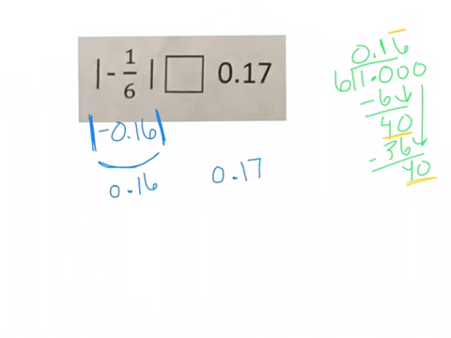And if you can't already tell which one is larger, then go ahead and line them up. 0.16, line up your decimals, 0.17, and I can see the 0's match, the 1's match, but here the 7 is larger than the 6. So in my original problem, the 7 is larger than the 6. So the absolute value of negative 1/6 is less than 0.17.